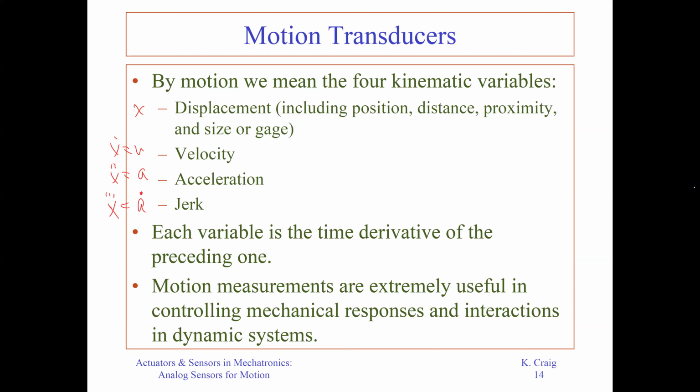So a natural question is: if I buy a sensor to measure displacement, can I simply take X, put it into the S here and get V, so I don't have to buy a velocity sensor? Why is this not possible? Before we move on, we have to resolve this problem.